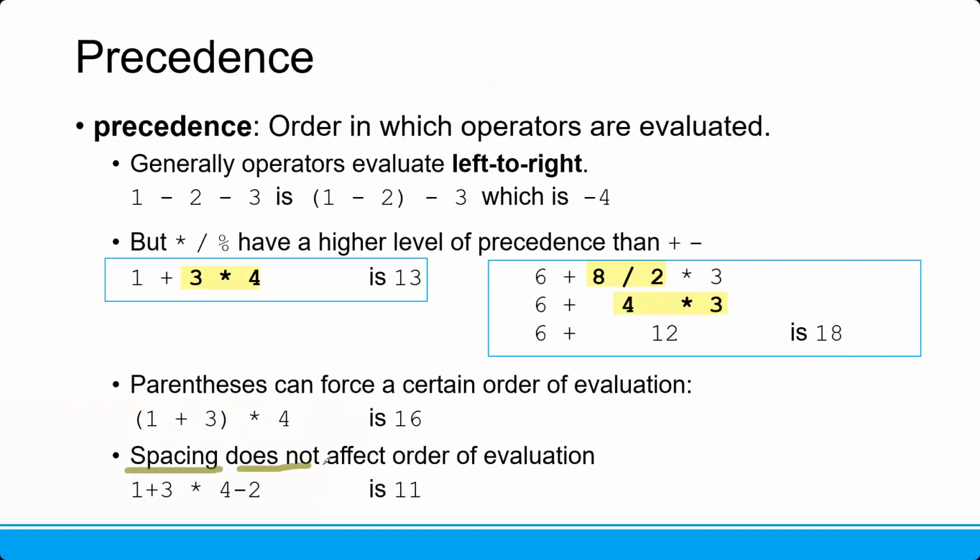Spacing does not affect the order of evaluation. For example, you want to do 1 plus 3 multiply 4 minus 2. Even though you give spaces like this, Python will still do the multiplication first, then the addition from the left, and then the subtraction to the right.